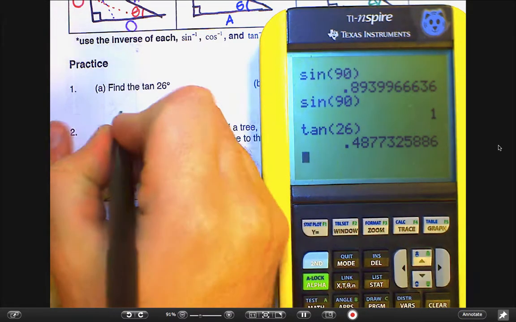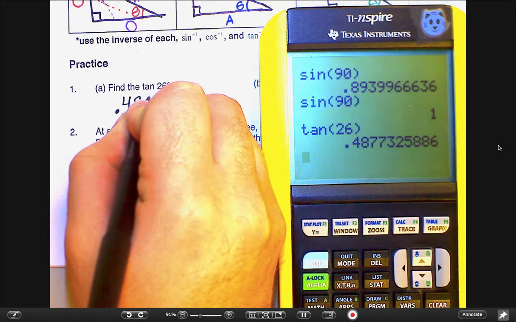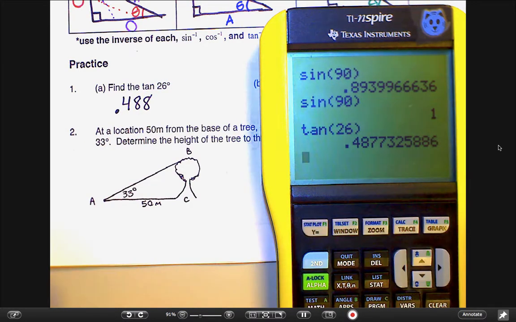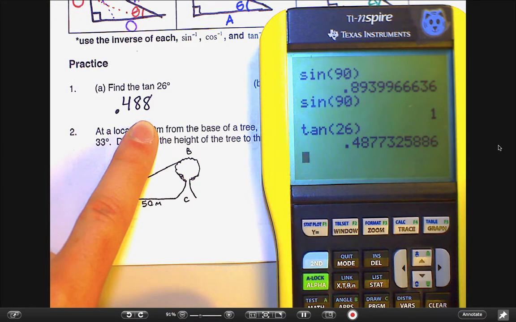For this one, I'll go ahead and go to 3 places. So tangent of 26 is going to be 0.488. If I round, the 7 rounds up to an 8. So we have 0.488. That's going to be our tangent value here.